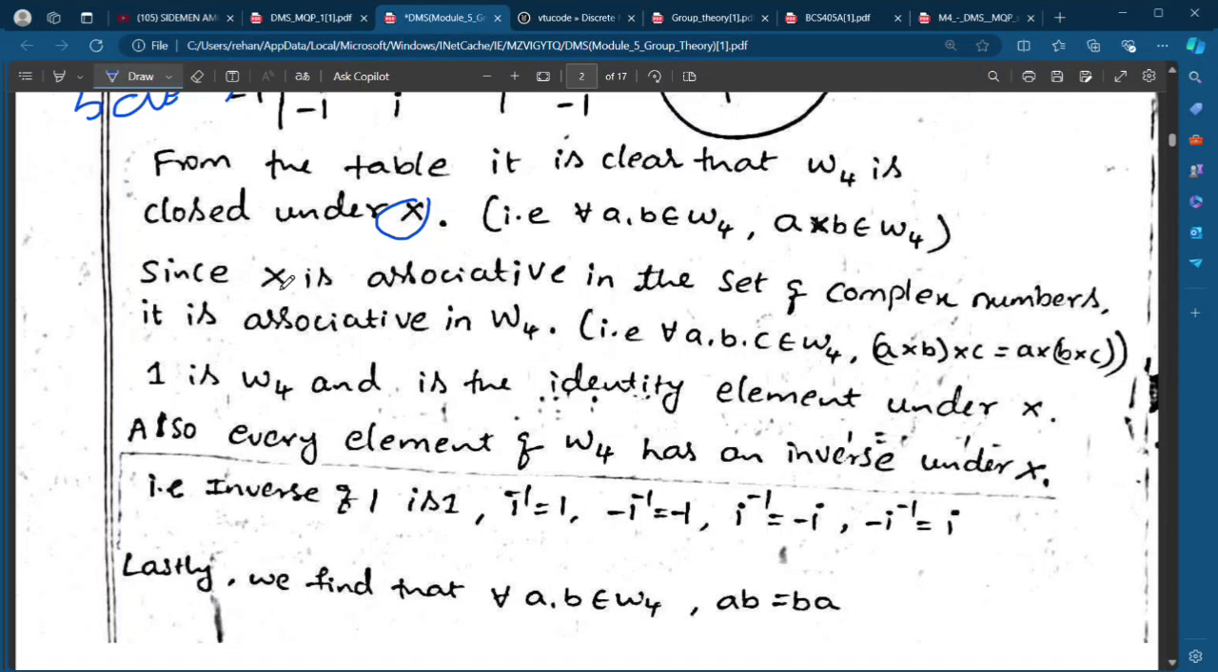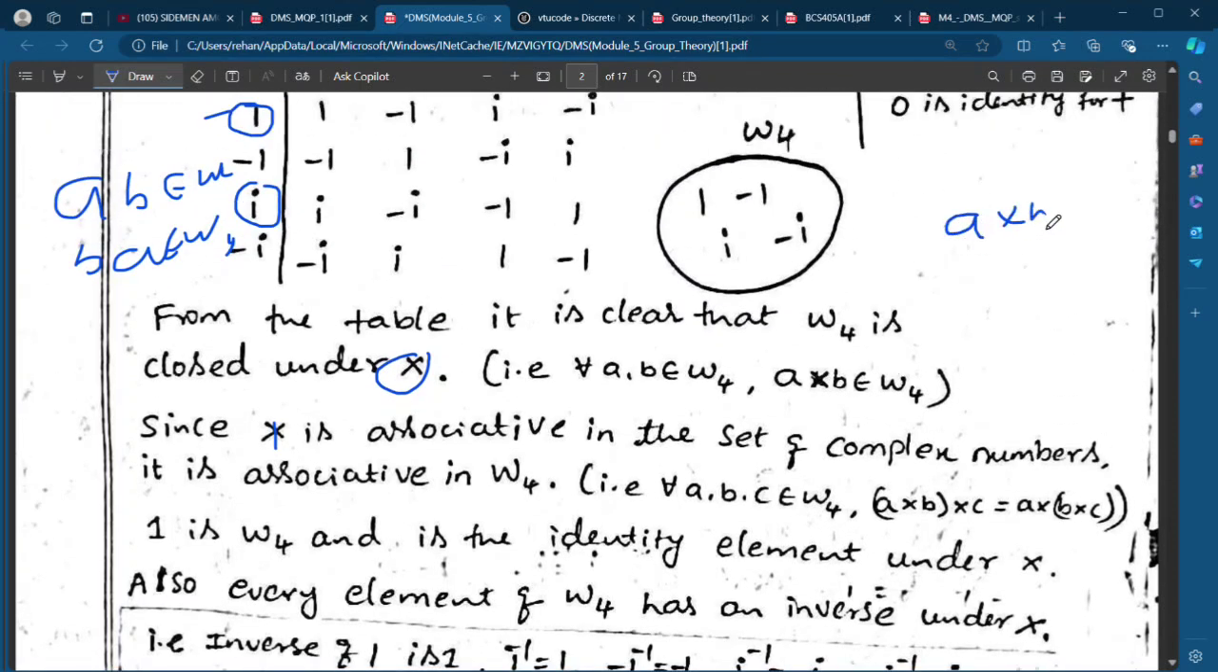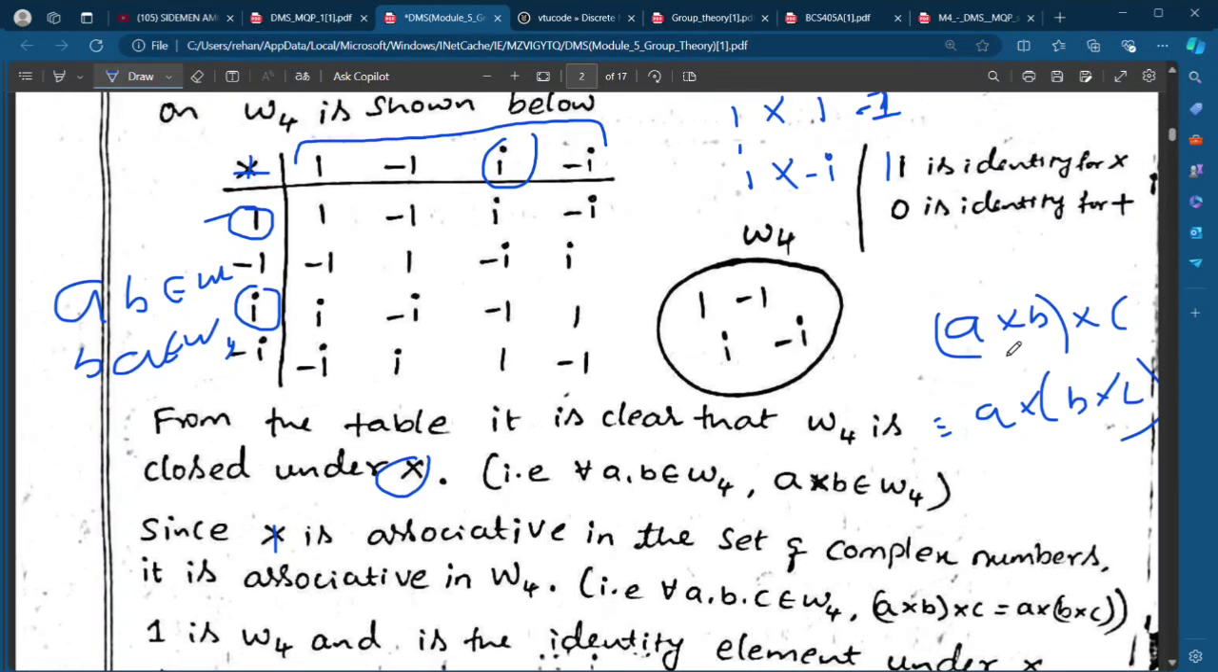Since multiplication is associative in the set of complex numbers, it is associative in W4. That is, for a, b, c in W4, (a star b) into c should be equal to a into (b star c). Now let us take one example. a, b I will take as 1 into 1, that is 1. Then 1 into minus 1, the answer is minus 1. Now this I took as a, this I took as b, this I took as c.